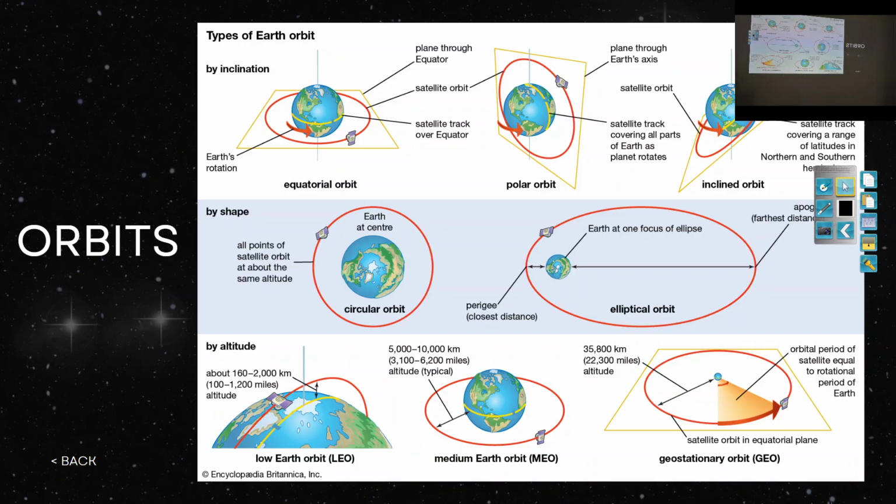And then you can write inclined orbit. It is a plane inclined at some angle to the equator. Plane inclined at some angle to the equator.